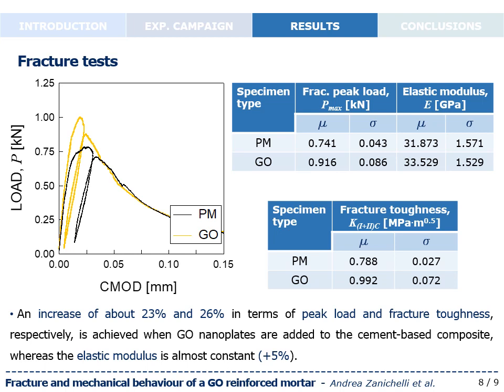A significant increase of the peak load can be noticed for GO-reinforced specimens in comparison to PM ones, whereas the elastic modulus is almost constant. Moreover, the best performance in terms of fracture toughness is observed when GO nanoplates are used as reinforcement materials, with an increase of fracture toughness mean value of about 26% with respect to PM specimens.